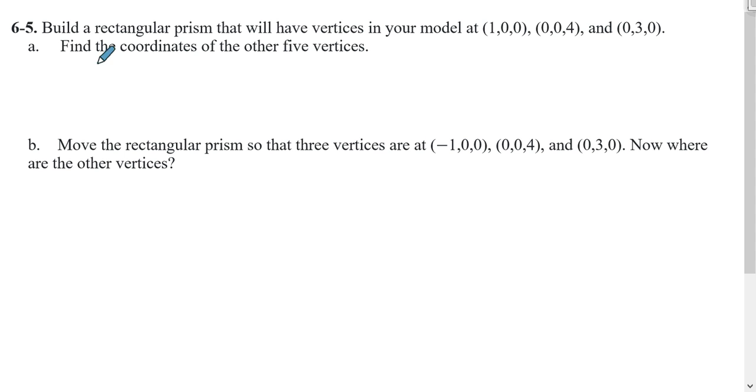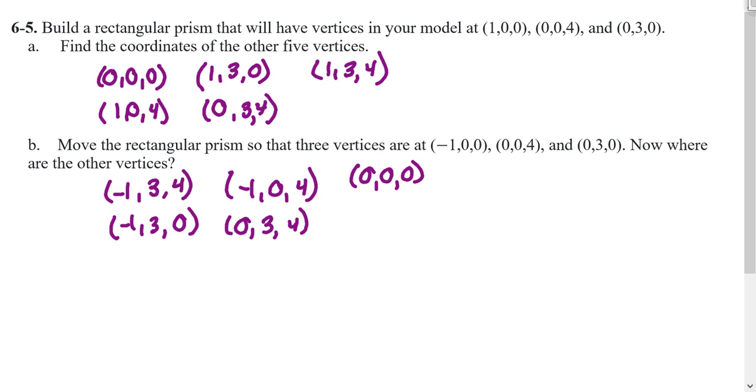Next problem, do this quickly. Build a rectangular prism that has vertices at 1, 0, 0, 0, 0, 4, and 0, 3, 0. And then use that prism to find the other 5 vertices. And then look at it as if it's negative. Take 2 minutes to do that, please.